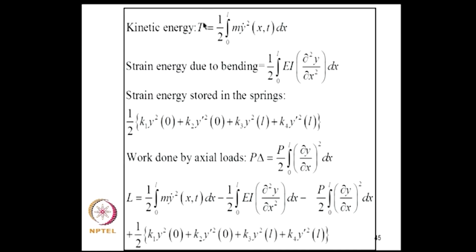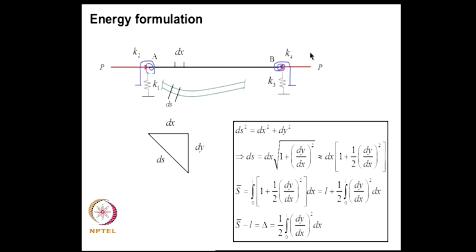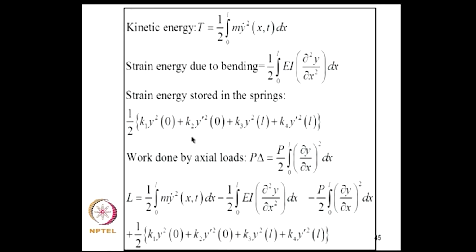So, the kinetic energy is half m y dot square, strain energy has now contribution due to bending, which is given by this, and there is strain energy stored in the springs, that is given here, and there is work done by axial loads, which is P into delta, which is given by this. So, now therefore, Lagrangian will be this, and this is the additional term due to the strain energy in the springs.